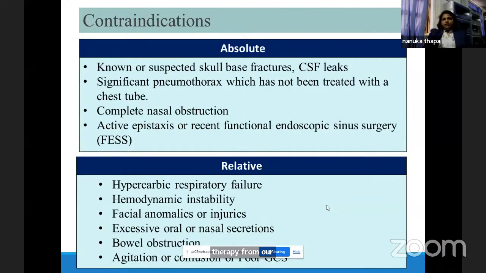The contraindications: the absolute contraindications are a known or suspected skull-base fracture or a CSF leak, significant pneumothorax which has not been treated with a chest tube, complete nasal obstruction, active epistaxis or recent FESS surgery. The relative contraindications: hypercapnic respiratory failure, hemodynamic instability, facial abnormalities or injury, excessive oral or nasal secretions, bowel obstruction, agitation or poor GCS score.